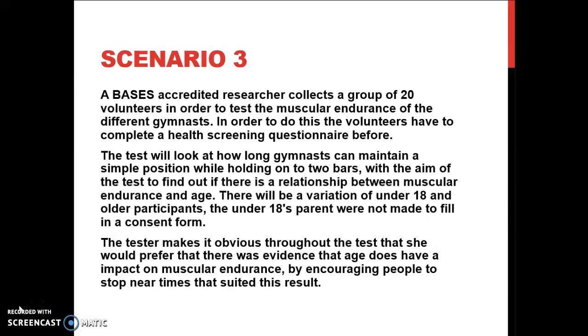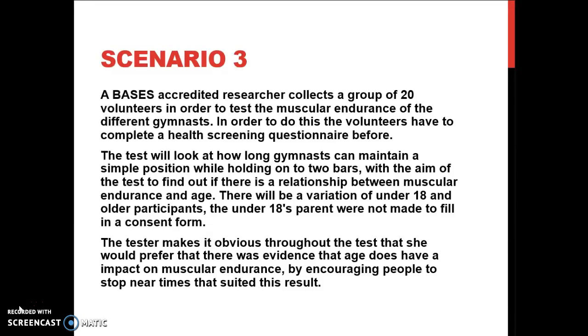Their parents are not made to fill out a consent form. The tester makes it obvious throughout the test that she would prefer that there was evidence that age does have an impact on muscular endurance, by encouraging people to stop near times that suited this result.